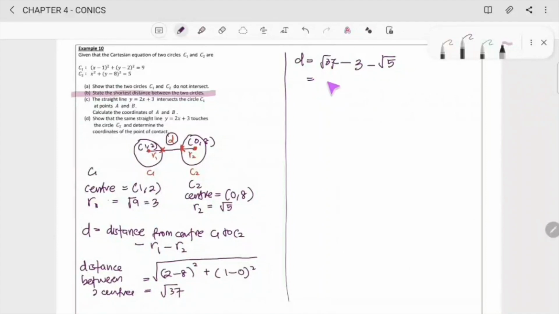So the final answer is 0.847, at least 3 significant figures for the decimal places.